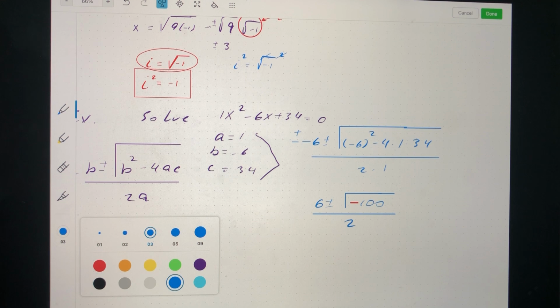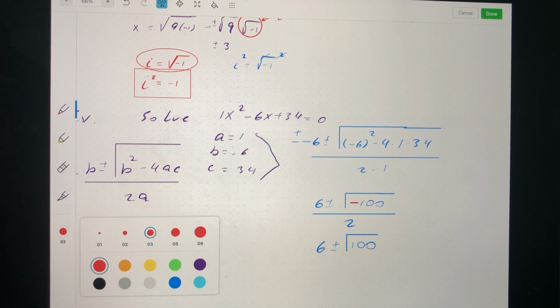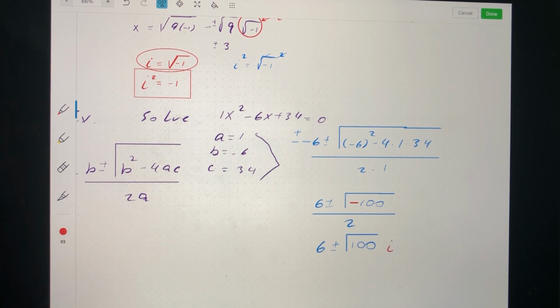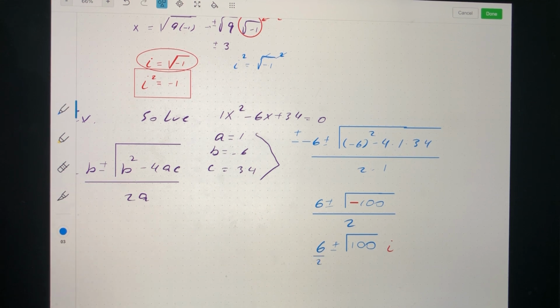Each time we see a negative inside the square root, that will make an imaginary number. So what we have is 6 plus or minus the square root of 100, and then that negative becomes the i on the outside. It's the imaginary number on the outside. Now we divide both of these by 2. So 2 goes into 6 3 times. The square root of 100 is 10, and 2 goes into 10 5 times. So what we have is 3 plus or minus 5i.